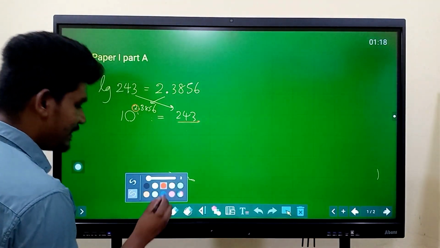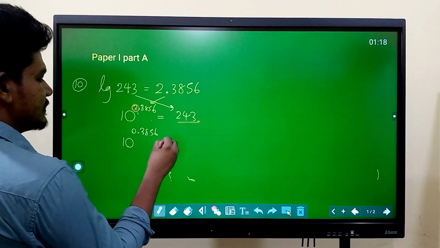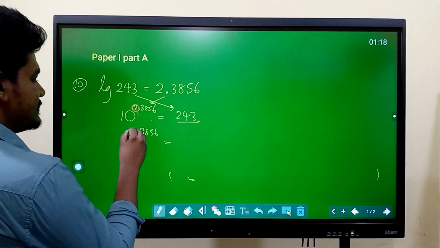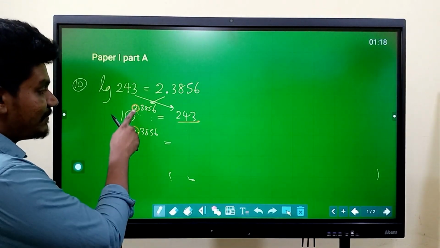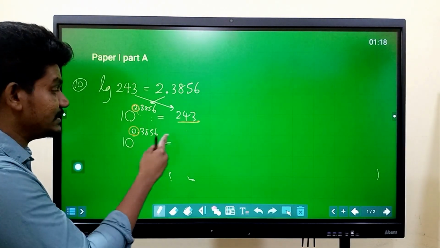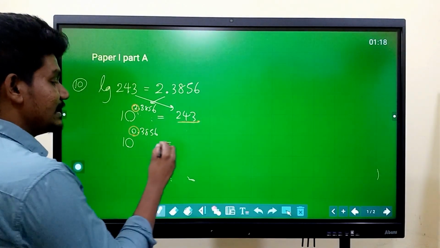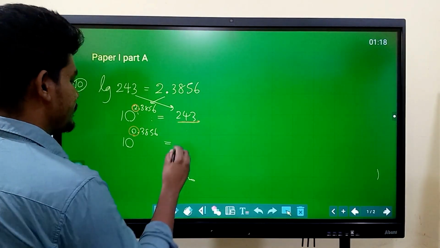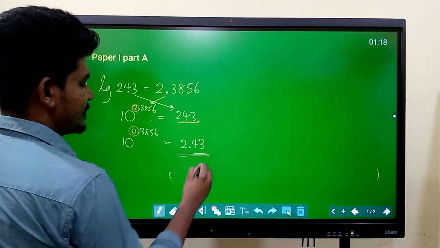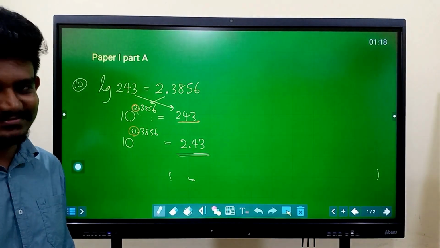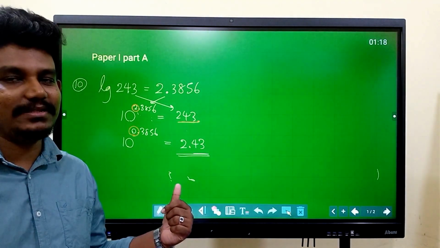Now, what if we have 10 to the power 0.3856, then the number in front is 0. So, we have to keep only what? If we have 2, we have to keep 3 numbers before the decimal. Then if we have 0, we have to keep only 1 number before the decimal point. Then the answer becomes 2.43. Right? 2.43. We should have only 1 number before the decimal point.